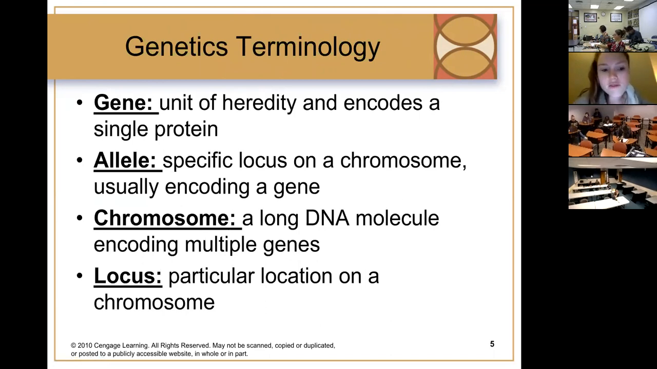Just to get you familiar with some of the terminology before we jump into genetics. A gene is the unit of heredity, and it encodes a single protein. You'll see how all of this fits in a little bit, but I just want to get you familiar with the terms. Allele means a specific locus on the chromosome that usually encodes a gene. A locus is basically just a particular location on a chromosome. My weird memory trick is locus, location, to keep that straight. And a chromosome is a long DNA molecule that encodes multiple genes.